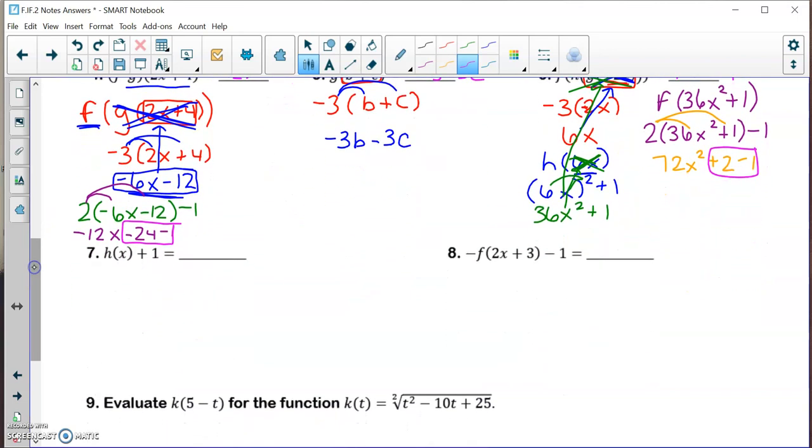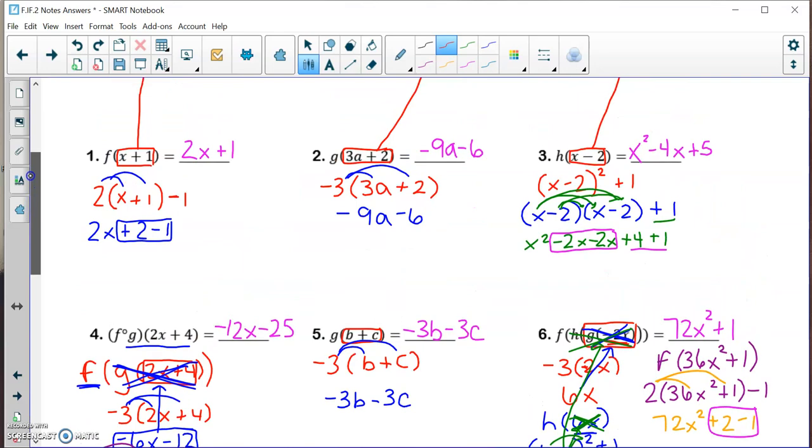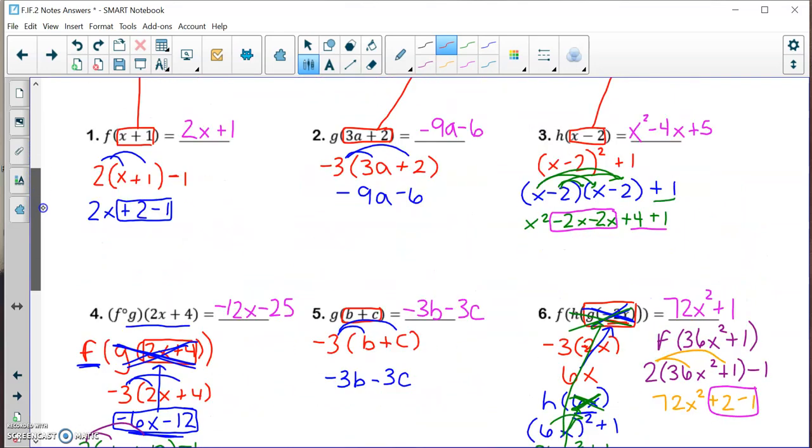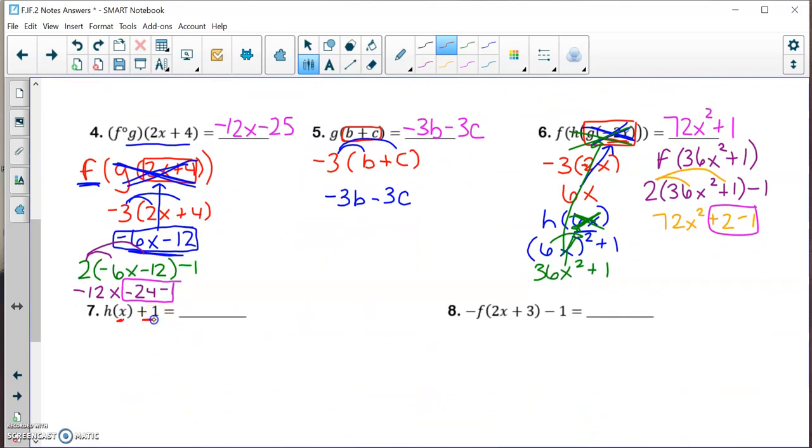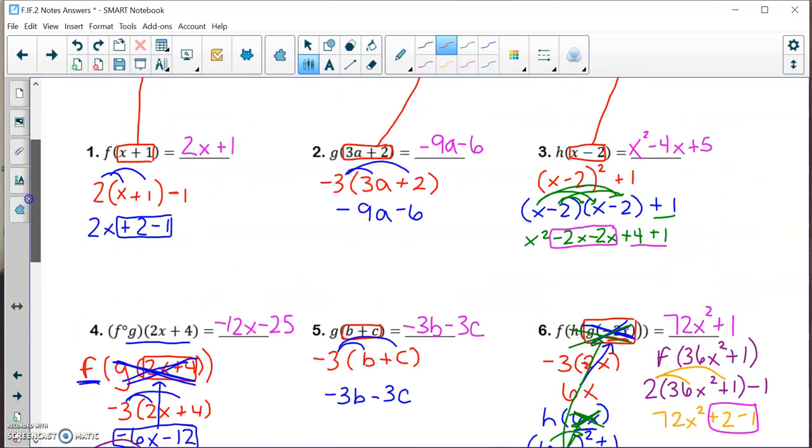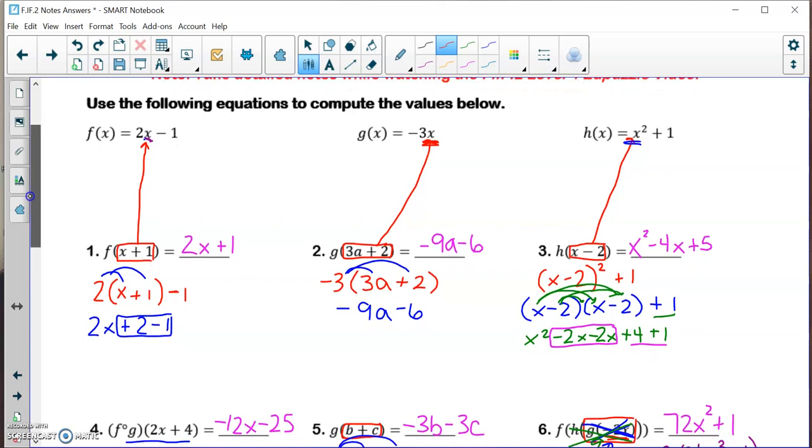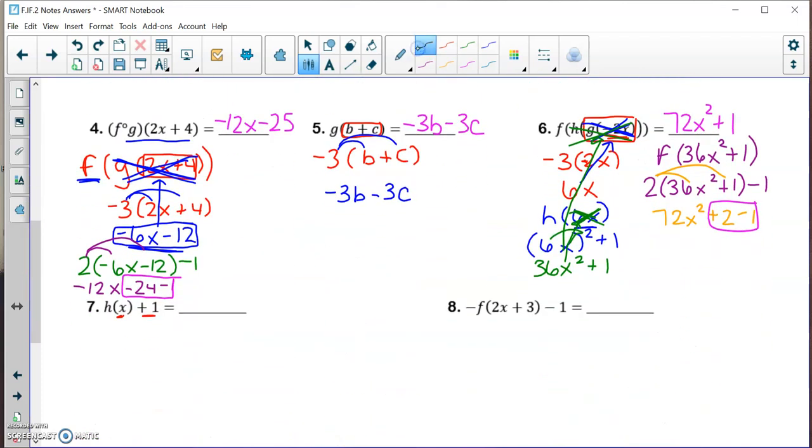This number 7 is a little complicated. So what we want to do here is we want to put x into our h of x function. And then we want to add 1 on the outside of my h of x function. So I'm going to rewrite my h of x function down here. So I have an h of x is equal to an x squared plus a 1.